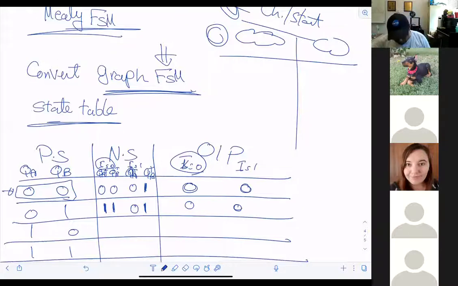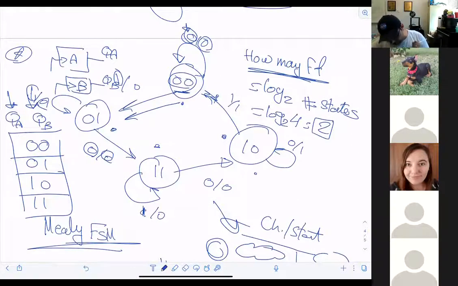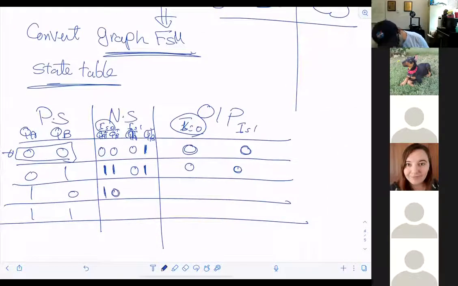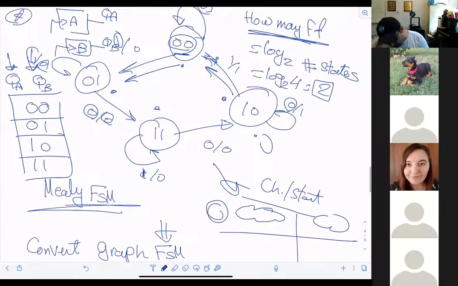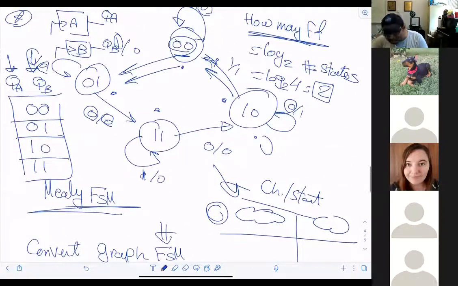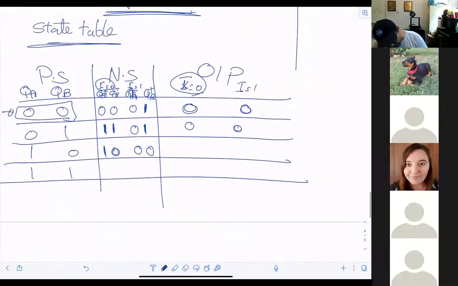Then I continue. I'm in 1, 0 now. 1, 0 has 2 possibilities: either it will go back to itself or it will go to 0, 0. It can go like this or it can go like that. If the input is 0, I'm going to go back to myself. If the input is 1, I'm going back to 0, 0. And luckily, no matter what the input is, the output is 1, so it's going to be 1 here.